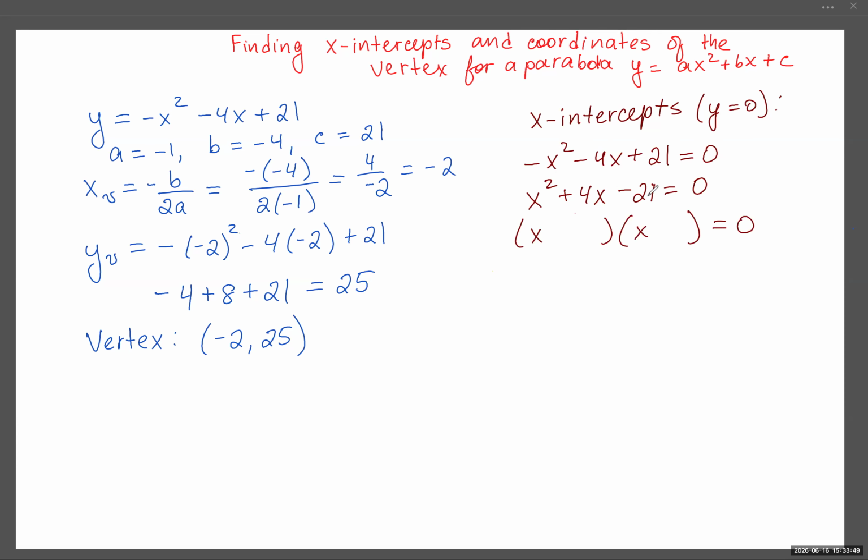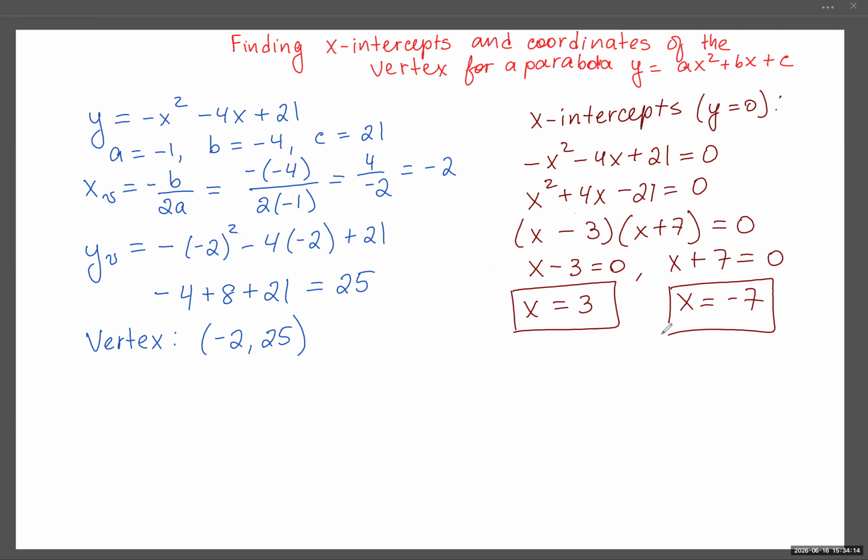and solve. So two numbers that multiply to -21, that's 7 and 3. 7 is plus and 3 is negative, so that we can add them to get 4. Then the zero factor property: set both of the factors equal to 0, then solve the linear equations. X equals 3, that's your first x-intercept, and x equals -7, and that's the second one.